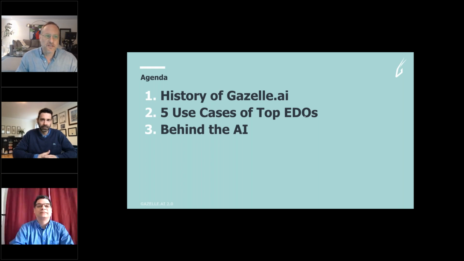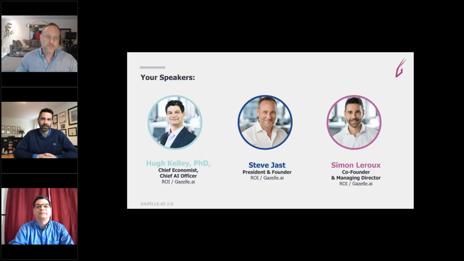I'll take you through the history of Gazelle.ai. And then Simon Leroux will take us through the 5 use cases of top EDOs who are using artificial intelligence. And then we're all in for a special treat. It's not very often that we get Dr. Kelly out from behind his algorithms, but he's going to talk a little bit about how we built our artificial intelligence, take a bit of a look under the hood at some of the numbers and data, and how in our product we've developed machine learning, more specifically to try and prognosticate corporate level growth.